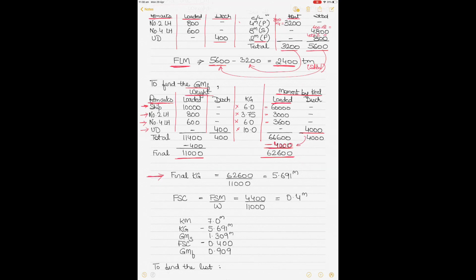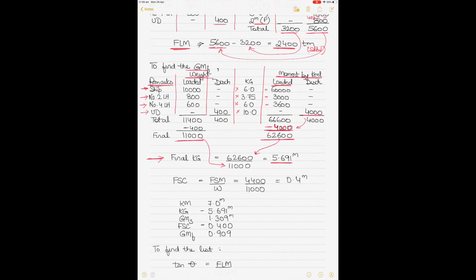So your final KG, and this is a vertical shift of the center of gravity, will be 62,600 divided by the final displacement of 11,000. So your KG or vertical KG or final KG will be about 5.691 meters above the keel. So your center of gravity is about 5.691 meters above the center of the keel. To calculate your free surface correction, you have your free surface moment divided by the displacement.